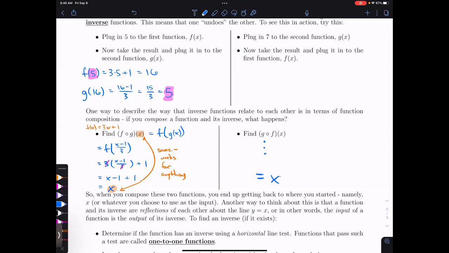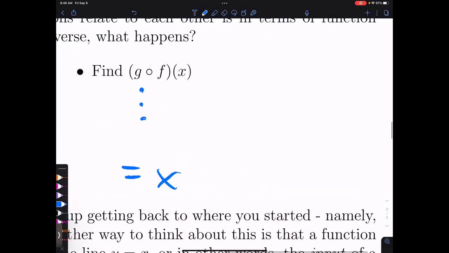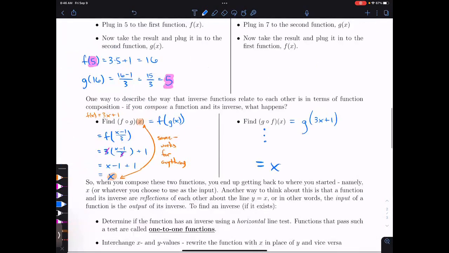So it's g of f now, right? You're going to be finding g of 3x plus 1. So plug 3x plus 1 into g, do the algebra, and you should end up with just x back. Okay, so that's the sort of final thing. If two functions are inverses, that's what should happen.